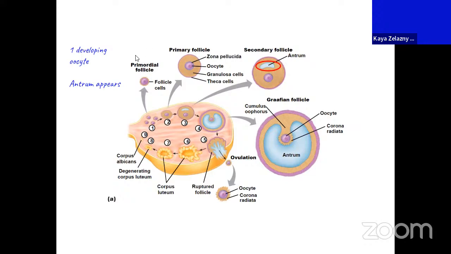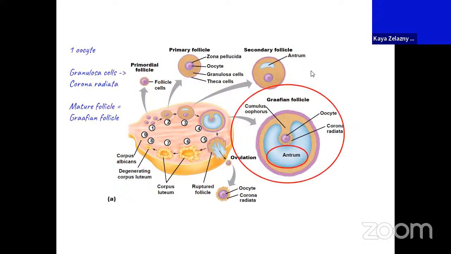So we start with a primordial follicle, and then a primary follicle, we've started to grow a bit. Secondary follicle, we develop this structure called the antrum. So the antrum is this sac of fluid that we can see here in amongst those granulosa cells. Those granulosa cells are continuing to develop as we get to our mature Graafian follicle.